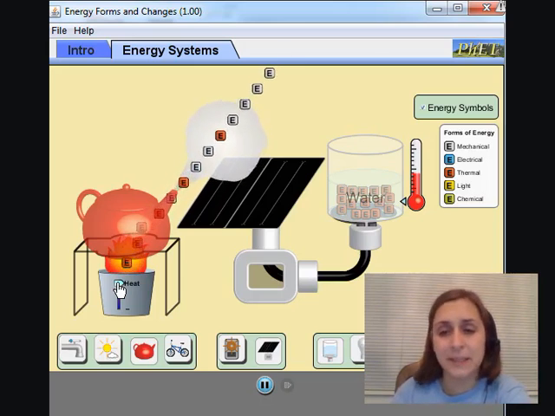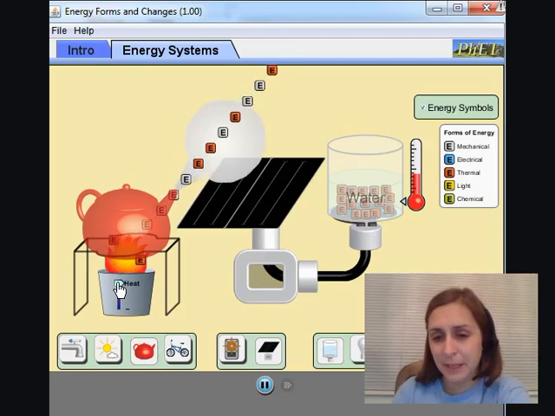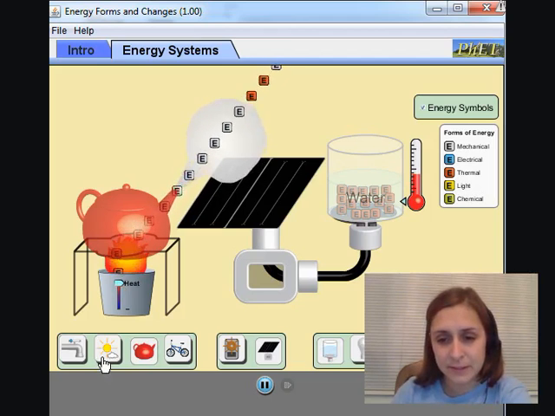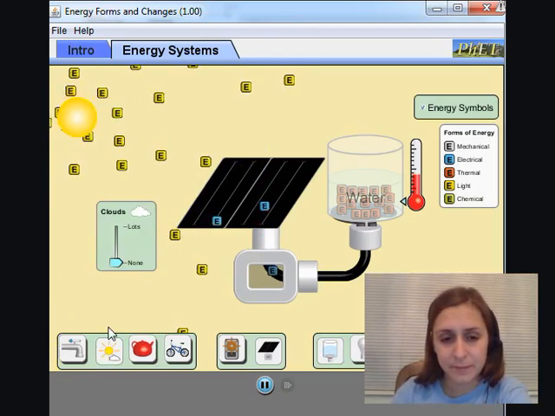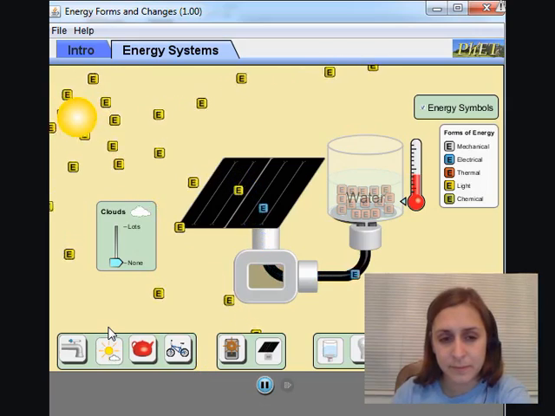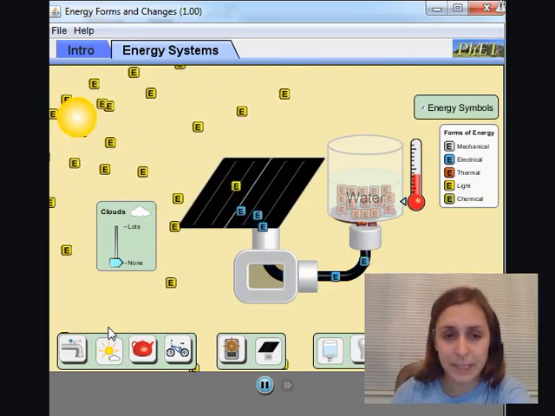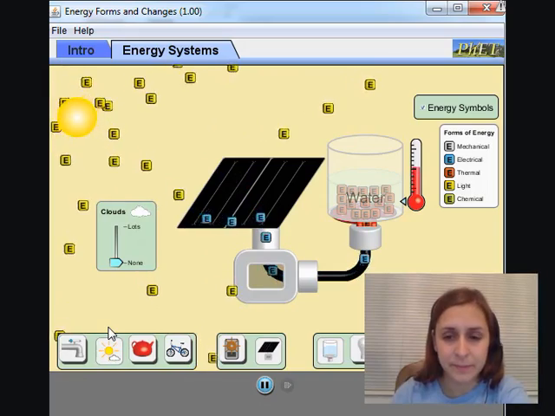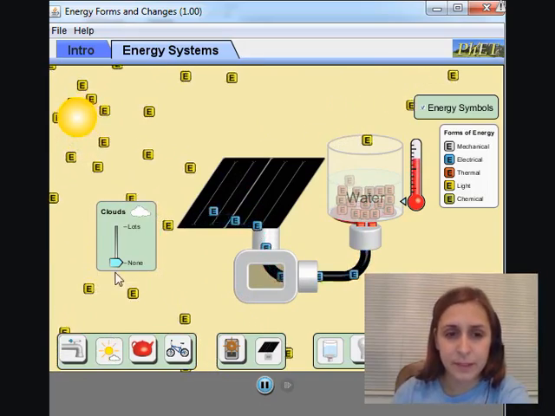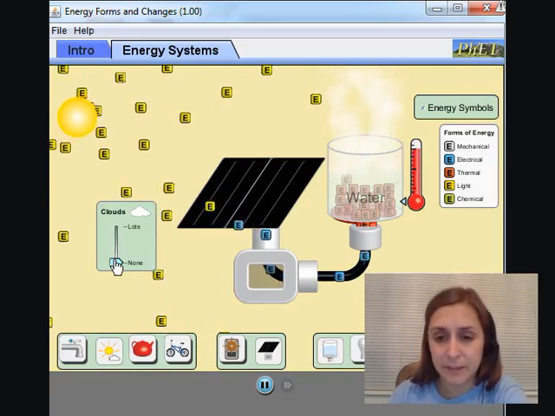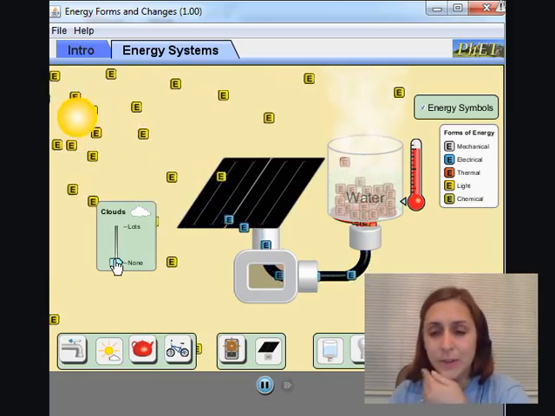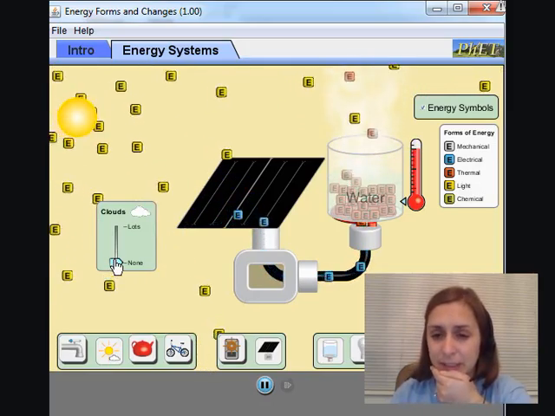No, and it's not just because it can't aim. It wouldn't work. How about the sun? Alright, that seems to be working. Now you may not have noticed before, but there's a slider for the sun. This is no clouds, and it's definitely working.